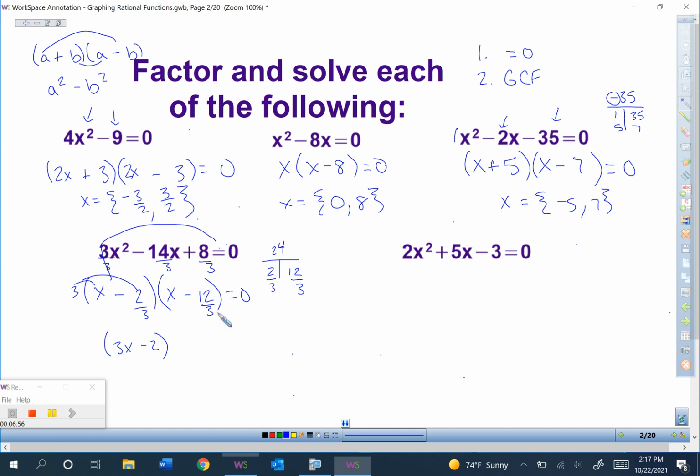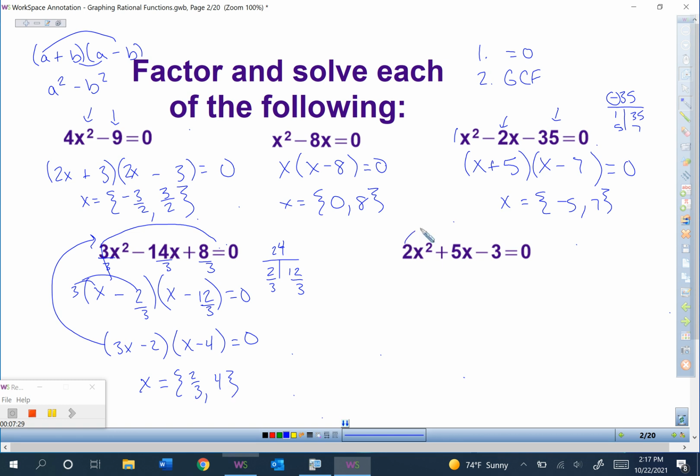Over here, 12 over 3 reduces. So this is just x minus 4. And now you can see by putting that denominator into the front, we actually match up with the original before we divided it by 3. 3x times x is 3x squared. Minus 12 minus 2 gets you the negative 14, and positive 8 to finish. So x equals 2/3 for the first one, positive 4 for the second one.